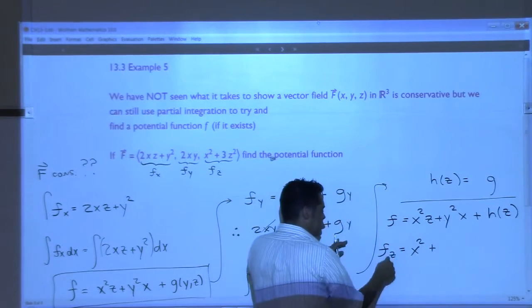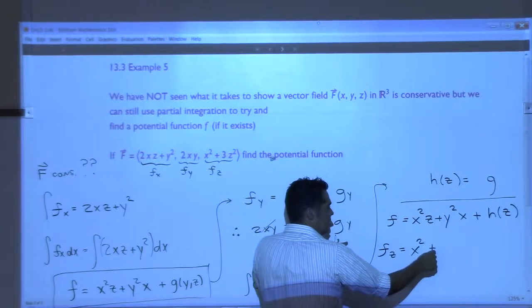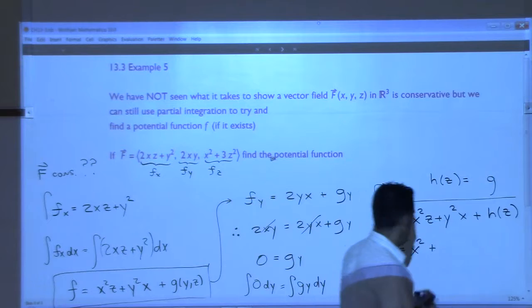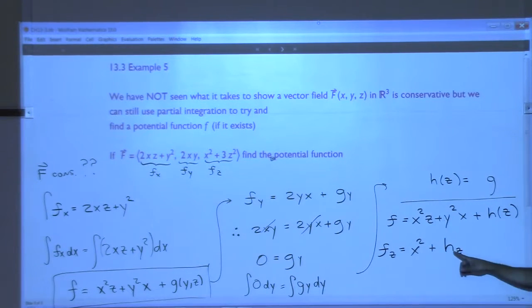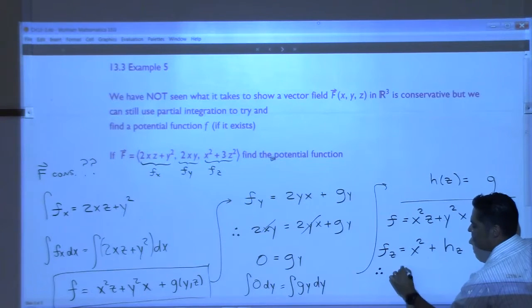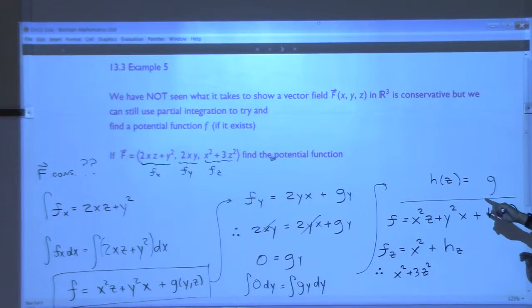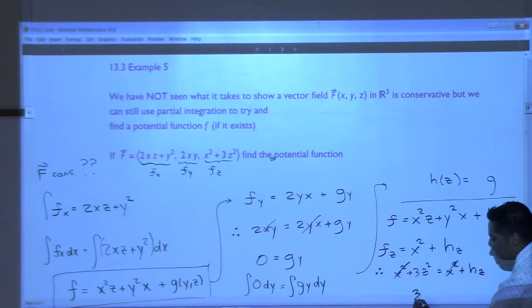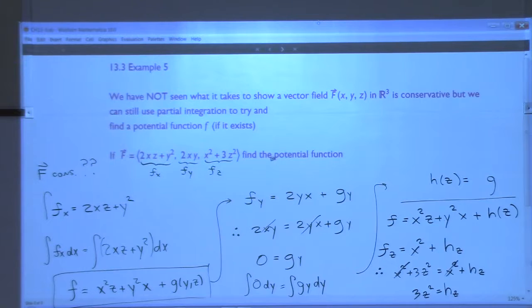Let's do this. The partial of this with respect to z would be x squared plus, wait, I'm sorry. I keep doing the opposite of everything. It's just plus h of z. Plus h prime of z, right? No, the partial of h with respect to z. But this has to match what? Therefore, x squared plus 3z squared, which is what you were looking at earlier, right? Has to match this, which means that 3z squared is the partial of h with respect to z. And if you integrate both sides of this, you have h, don't you? h is z cubed plus a constant.